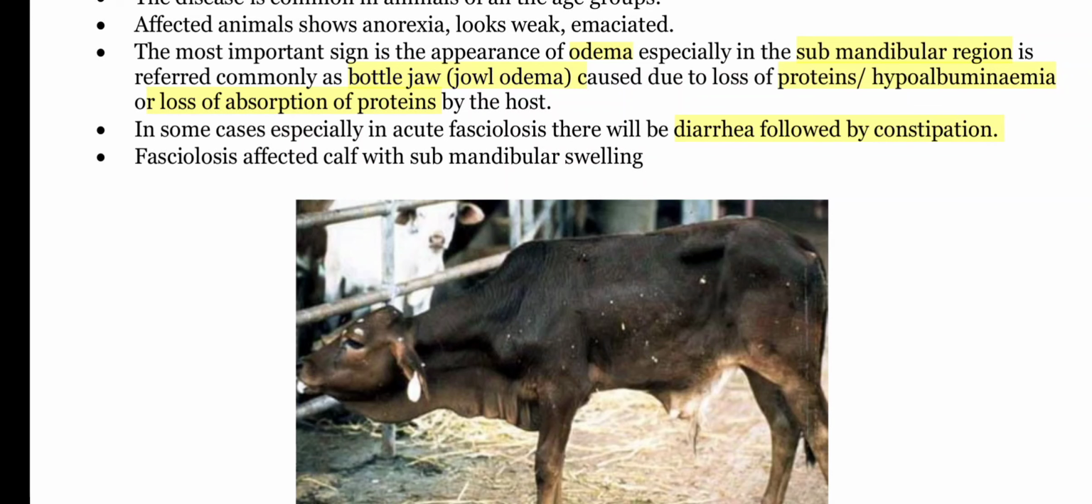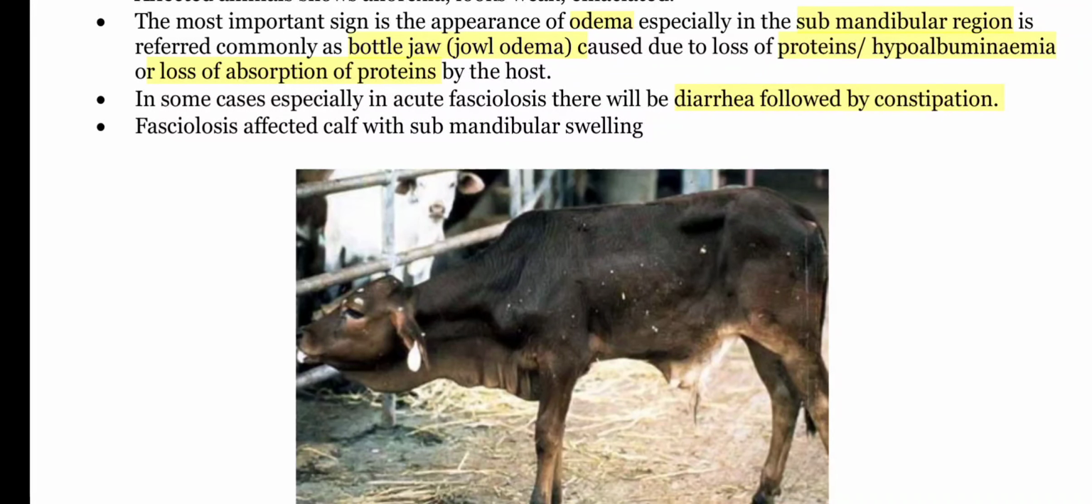It is because of the loss of proteins, that is hypoalbuminemia, through loss of absorption of proteins. This may be one reason, or sometimes the liver is damaged, so the efficiency of protein production by the liver is also affected. Coupled with the loss of absorption of proteins due to the destruction of the duodenum, some absorption of proteins from that area is affected, ultimately leading to the loss of proteins from the body, resulting in the bottle jaw condition.